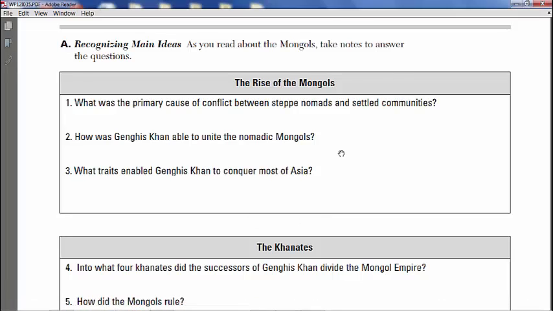Okay, next worksheet, section 2. Number 1, the rise of the Mongols. What was the primary cause of conflict between steppe nomads and settled communities? They had a very hard lifestyle, okay? So steppe nomads had to raid towns and villages. They had to go out and quickly raid these villages, quickly raid these towns, grab everything they could, kill whoever they needed to kill, and then they would leave.